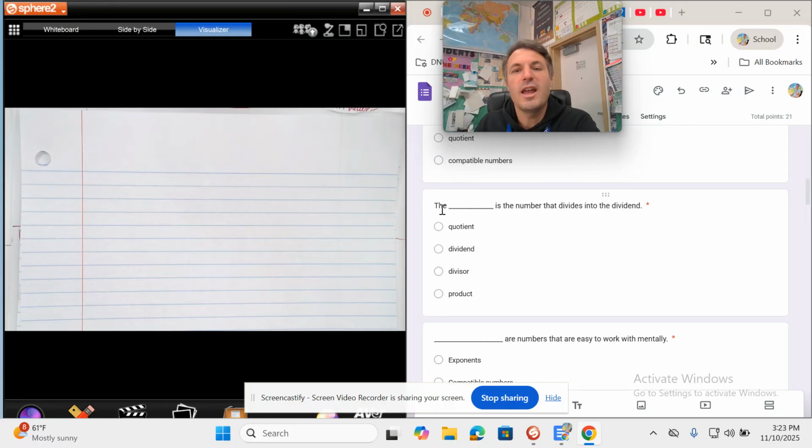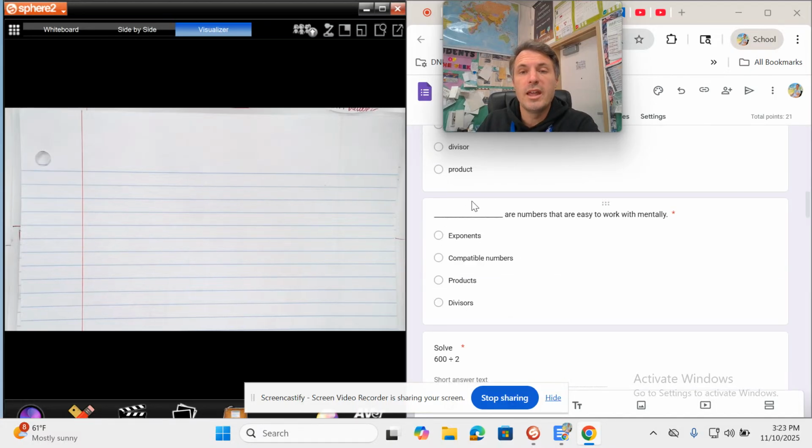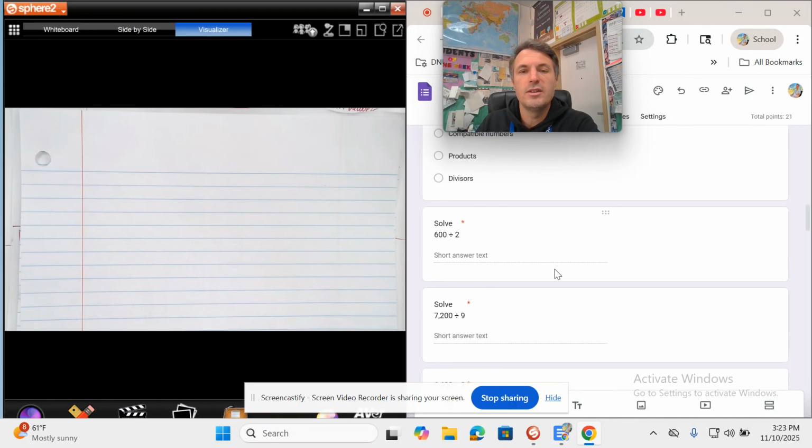Okay, the blank is the number that divides into the dividend. That's the divisor. So in that same example, 10 divided by 5 equals 2, 5 is the divisor. It's either the amount of groups you're separating something into, or it's the amount you're going to put in each group. And then blank are numbers that are easy to work with mentally. That's compatible numbers.